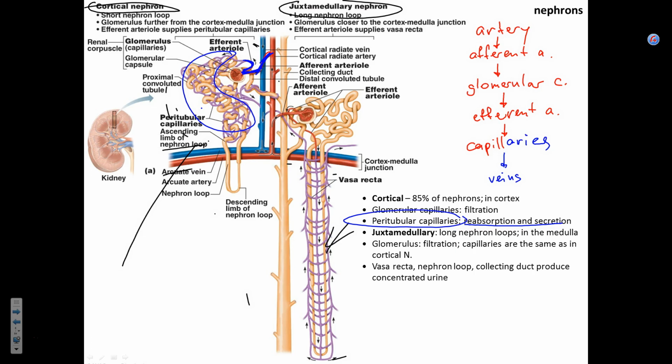Now, the juxtamedullary nephron is slightly different. Well, not because of the pathway, but because of the structure. So exactly the same way, the afferent arteriole enters the glomerulus, delivers the blood to the glomerular capillaries, and the glomerular capillaries drain into the efferent arteriole, which enters, you see this network? You see this network of blood vessels, of the capillaries that surround the nephron loop. This is called vasa recta.